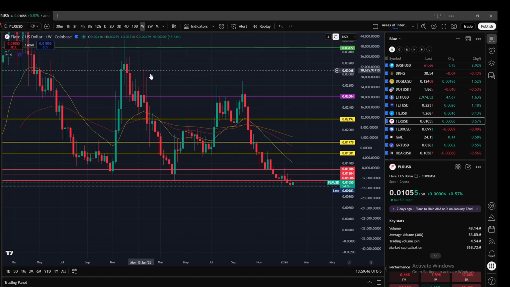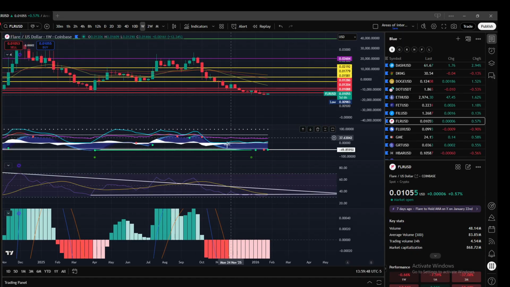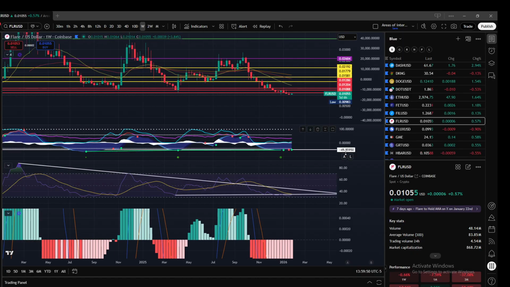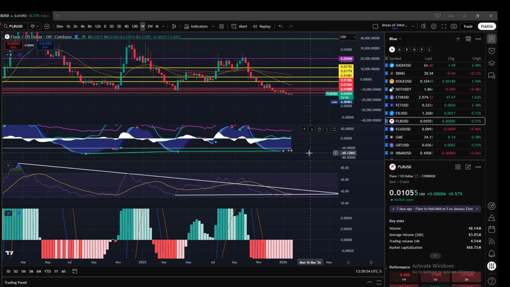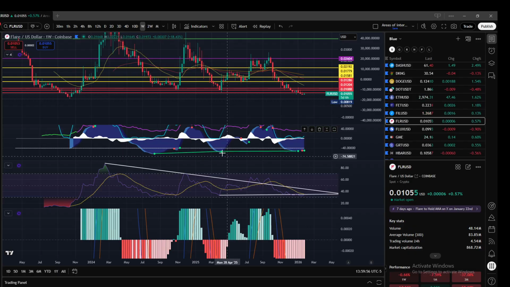FLR did flash an indicator for a potential buy. We're looking at this. Let's get rid of this. So you have double bullish divergence all the way coming from August of 2024. Okay, August of 2024. You have another green dot.